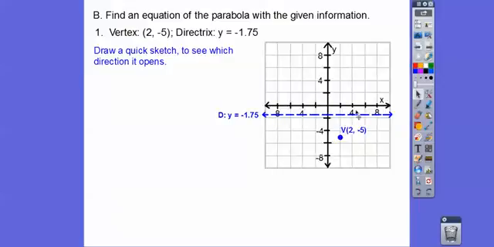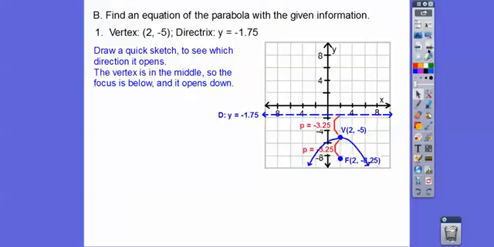So here's the vertex at 2, -5, and the directrix is y equals, a horizontal line. Okay, remember the vertex is in the middle. So if the vertex is right there, that means the focus is down there. Well, that just tells me that it's opening down, okay? And when it opens down, then P is negative, okay?